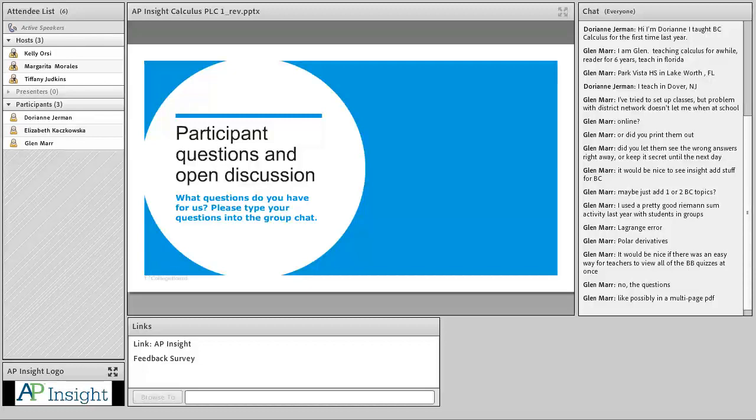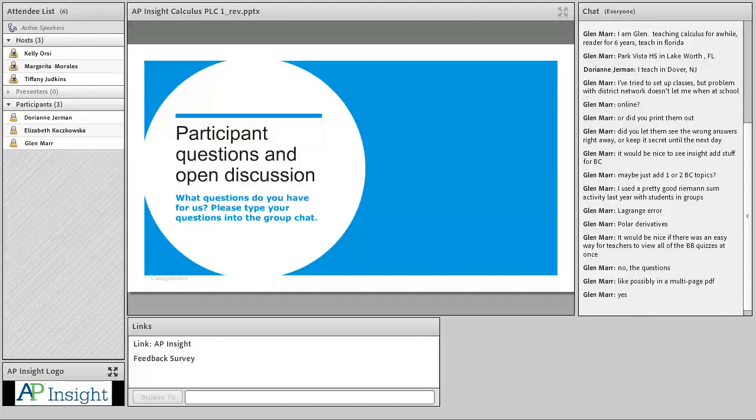Glenn, your question about viewing all the building block quizzes at once. I'm also curious for a little bit of clarification. Are you talking about the questions that are all in a particular challenge area? Say, all four of these building block quizzes, I can look at them and they all have to do with related rates or something? Or are you talking about just all questions ever?